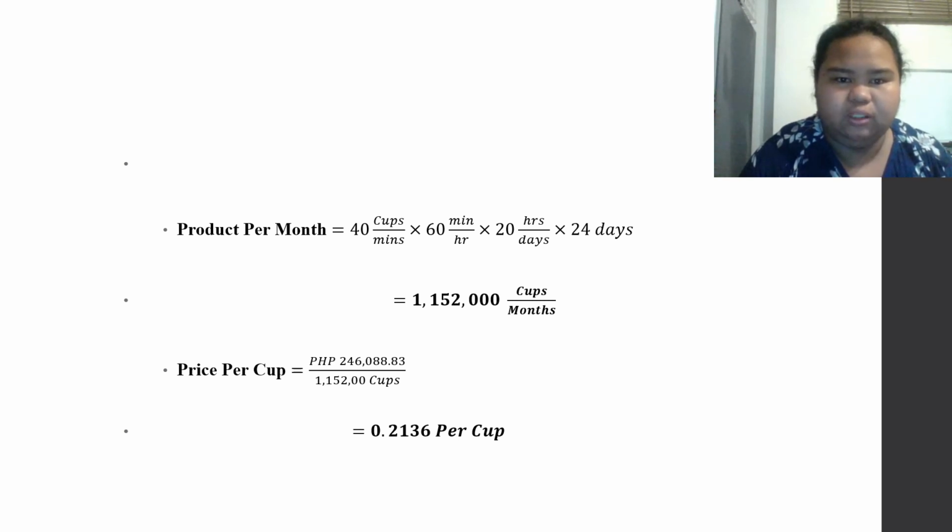Applying the formula, it will give us the product per month or the number of cups per month, giving us 1,152,000, and the price per cup is 0.2136.